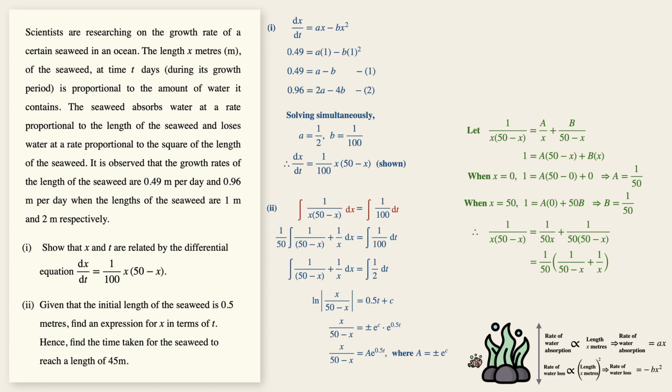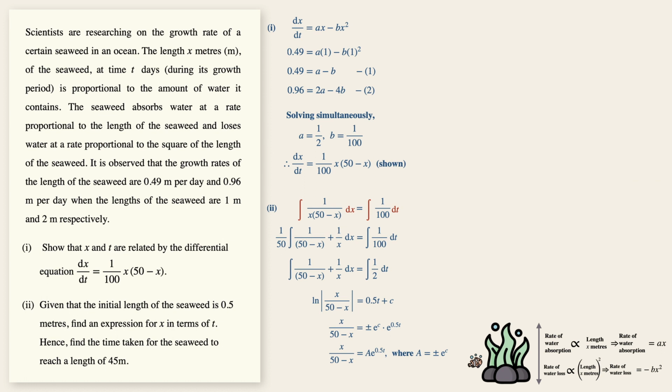Now the question requires us to find x in terms of t, so we will also need to find the value of A first before we can do that. So when t is equal to 0, x is equal to 0.5 as written in the question over here. And all we need to do is to substitute that into this expression over here, and A is equal to 1 over 99. Now we haven't fully answered the question yet.